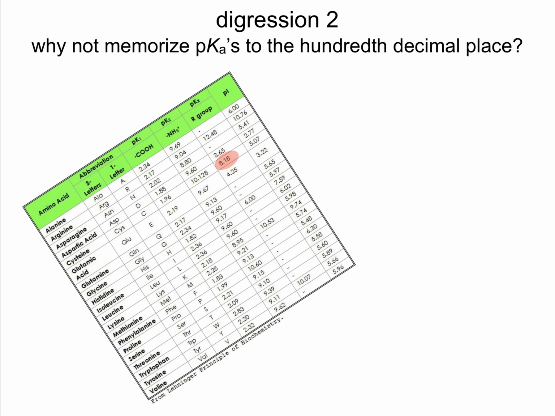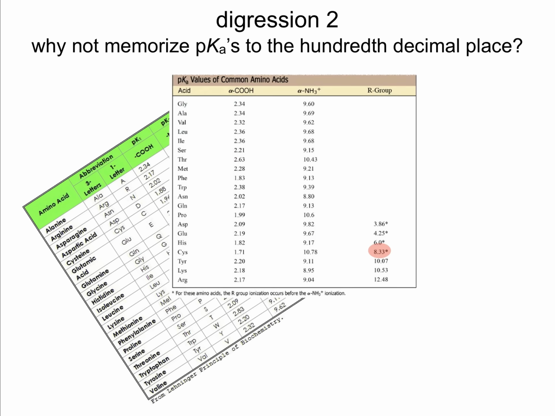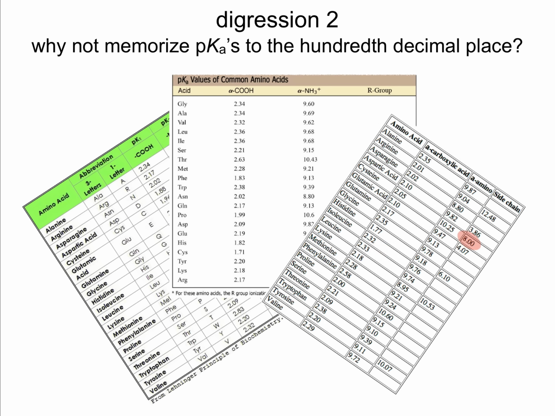But let's look at a few more of those lists, especially paying attention to cysteine, which this list from Lehninger says is 8.18 side chain pKa of cysteine, 8.33 here from this other website, and then a third 8.00. So we know the pKa of cysteine down to the 100th decimal place, and that would be 8.00.